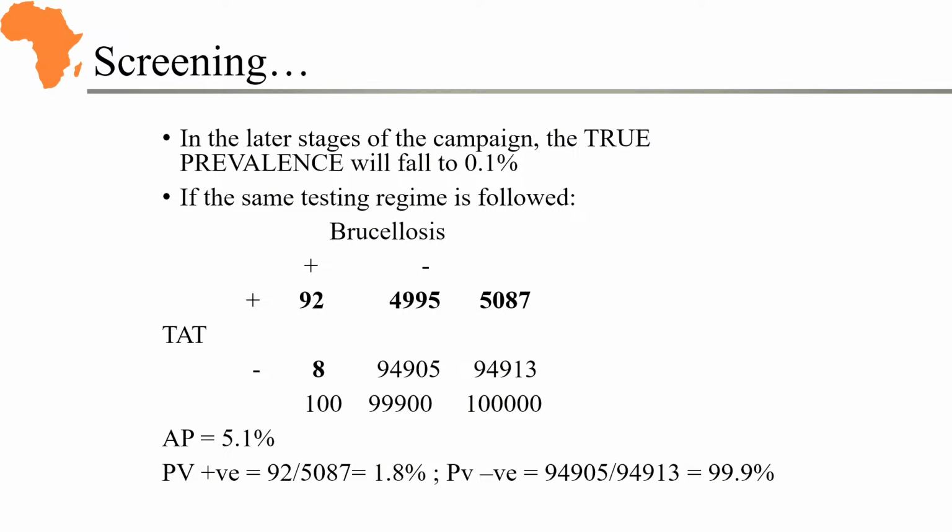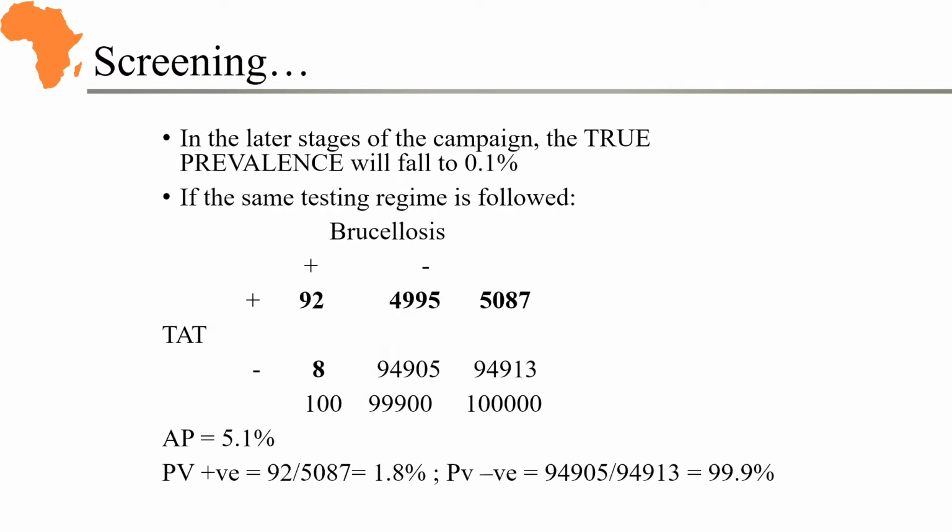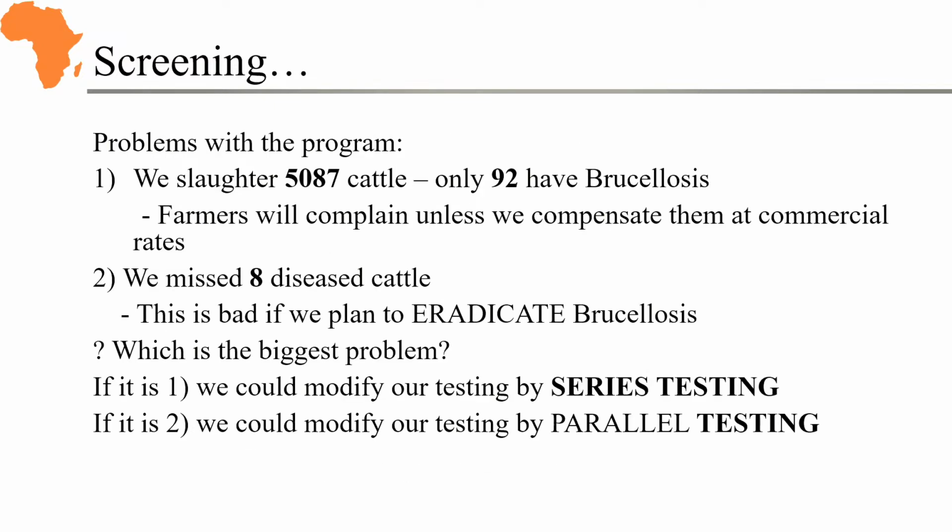Now, if we are to slaughter these cows, we will slaughter this number of animals. Sawa. Because they're the ones that tested positive. Sawa. Now, that becomes a problem if you're going to compensate. If we slaughter 5,097 camels, we only have 92 that have brucella. Where are we getting the 92? The true positives. So the true positives are 92. The false positives are 4,995.